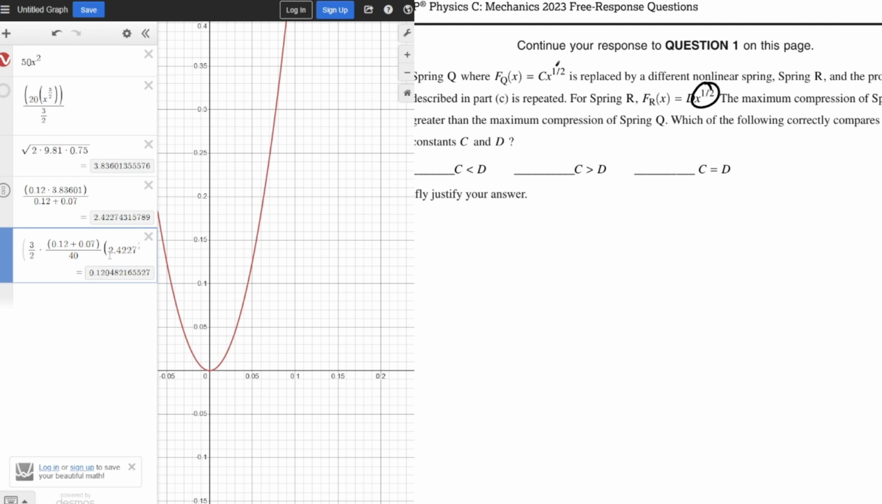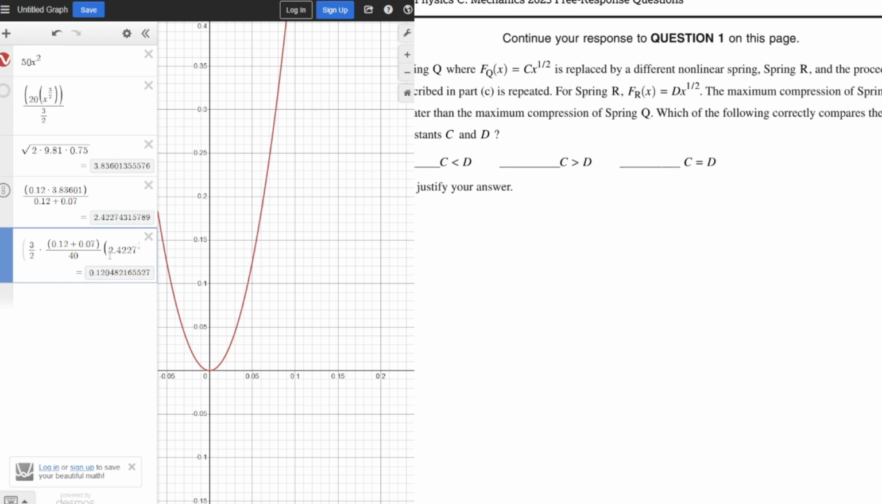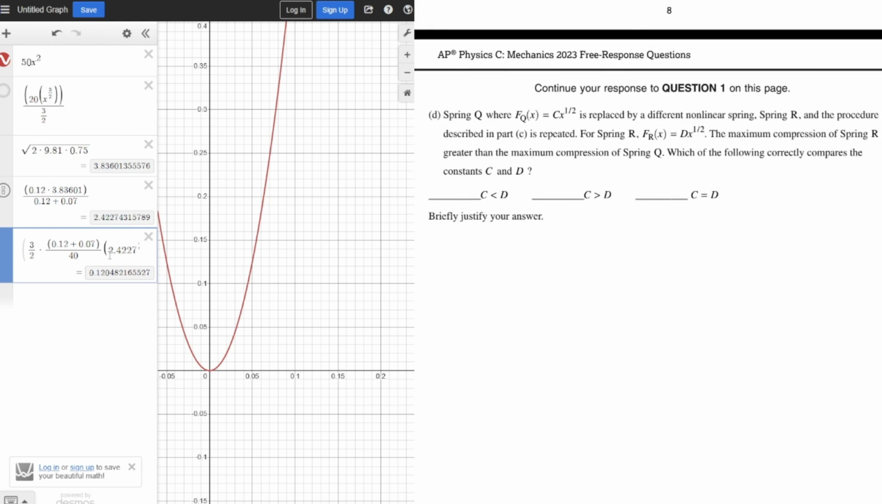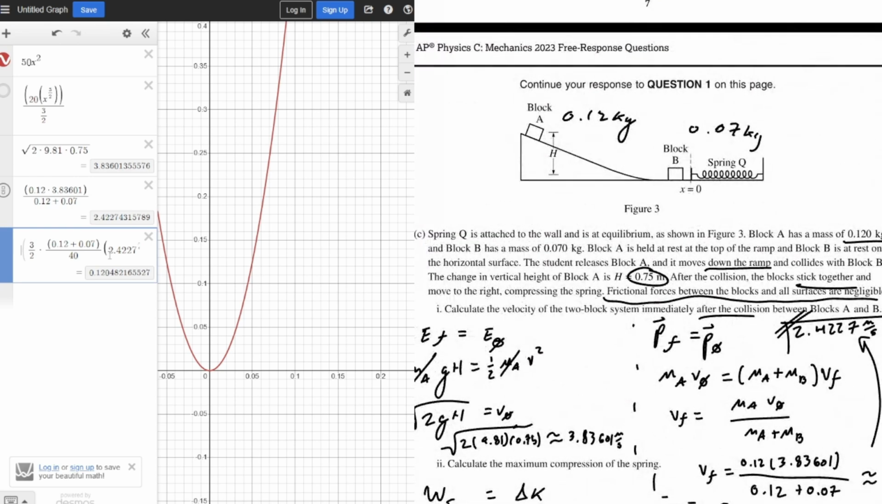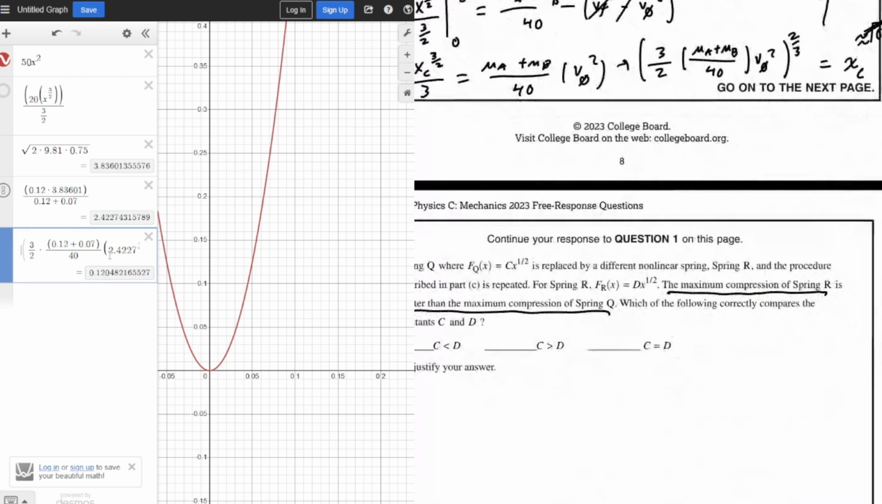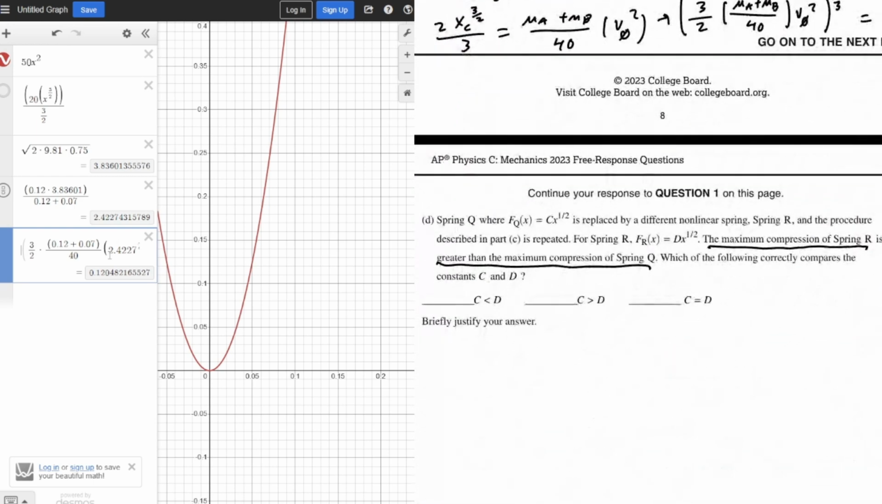So now these guys have the same functional dependency. So it's x to the 1/2. So for spring R, this is the equation. The maximum compression of spring R is greater than the maximum compression of spring Q. Okay, so it's saying this scenario is repeated. Now this is going to be replaced with R, and spring R is going to compress more than spring Q. So it's going to ask about the constants.